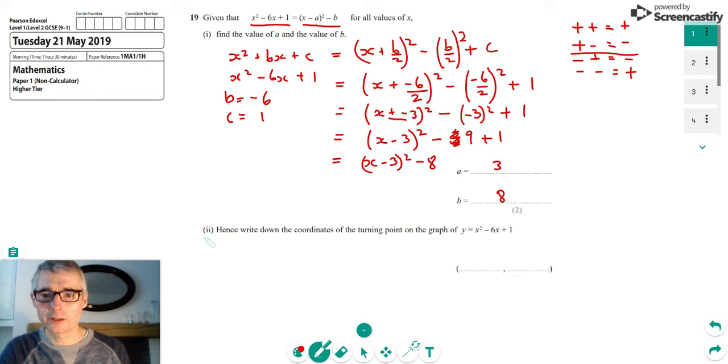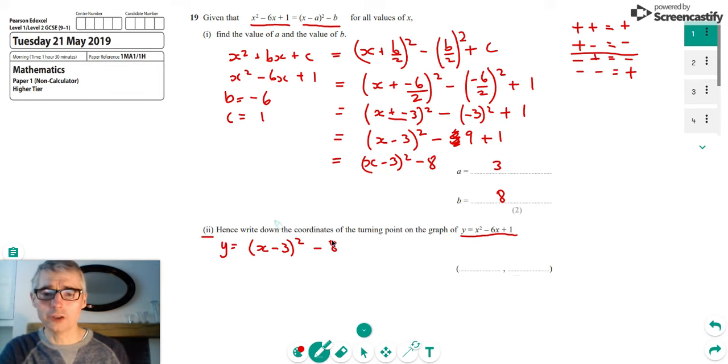So now we're looking at part 2. So hence, write the coordinates of the turning point of this graph. To do this, we're going to use the work that we've previously done in part 1. So we can rewrite the x squared minus 6x plus 1 in the completed square form. So we can actually say, well, y would be equal to x minus 3 squared minus 8.